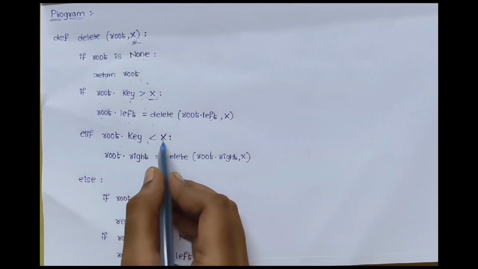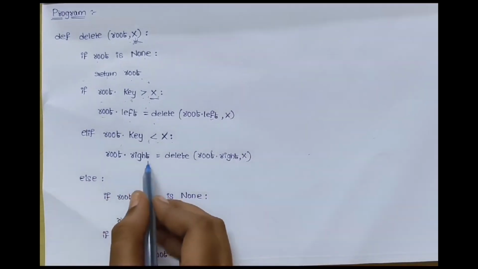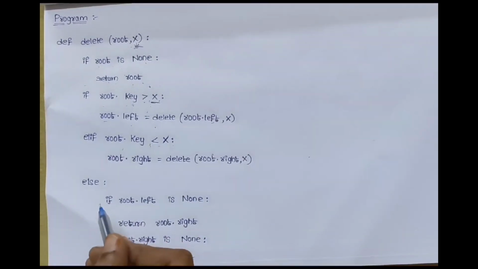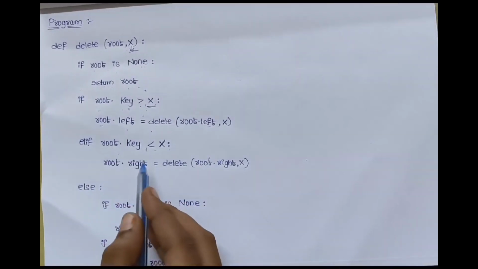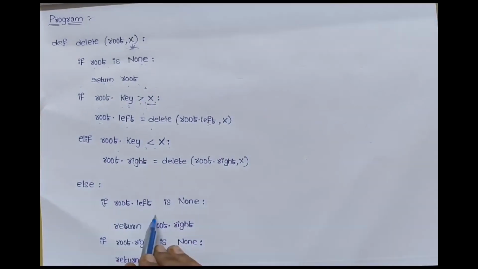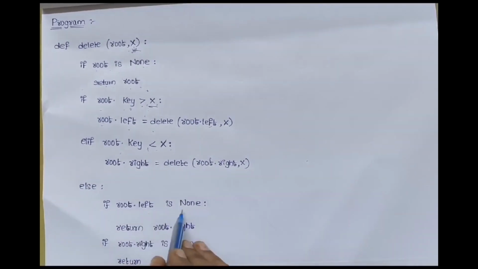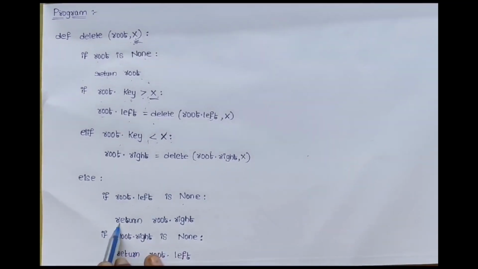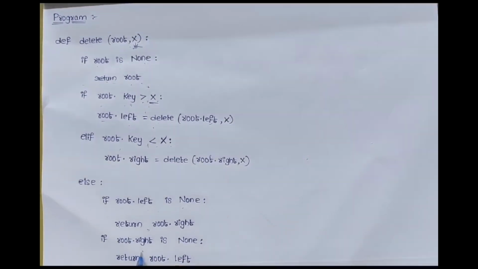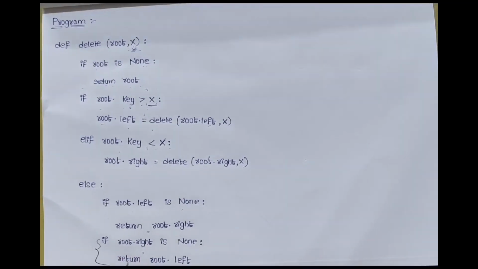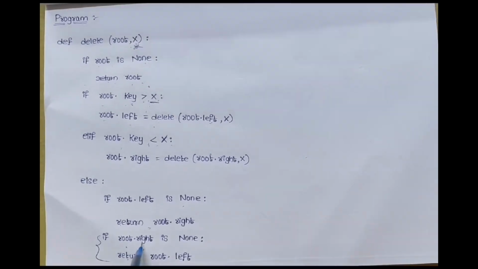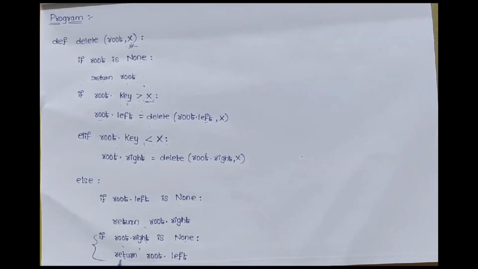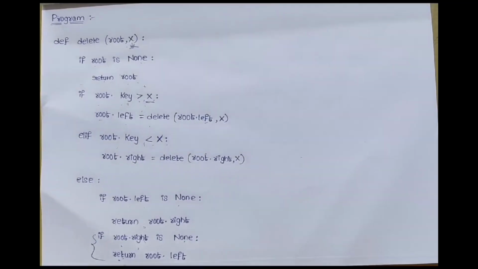Else if key is less than x, we have to check the right subtree and delete the node present at the right child. Else, if the above conditions are not satisfied, we have to check. This is only for right subtree: if left subtree is none, we have to delete the element present at the right subtree and return the deleted node. This is only for left subtree, so we have to check: if right subtree is none, we have to move to the left subtree and delete the node present at the left subtree.